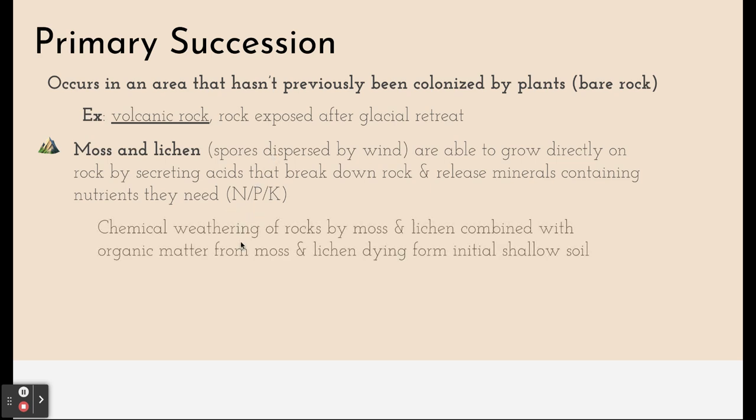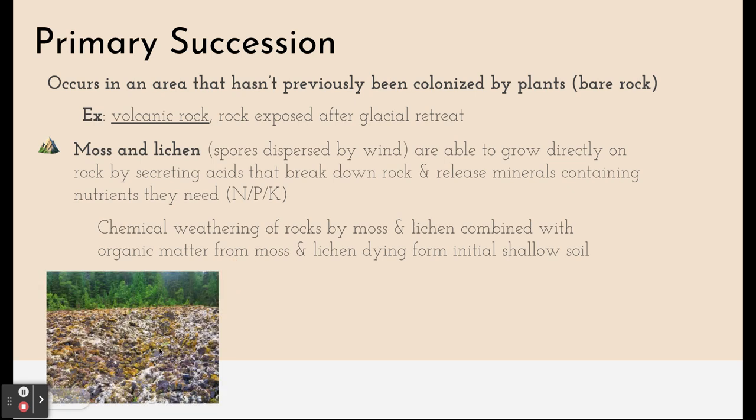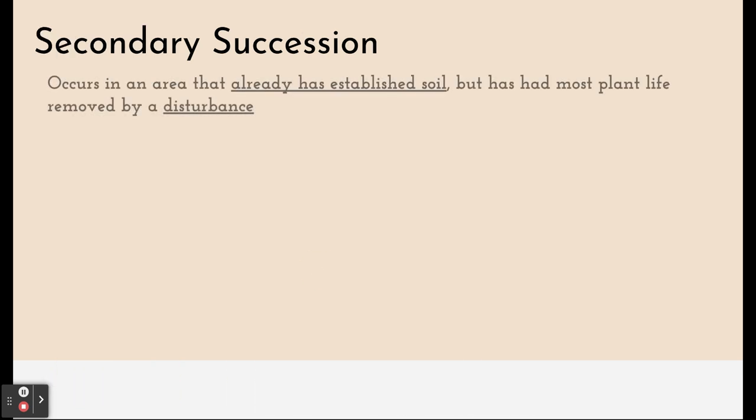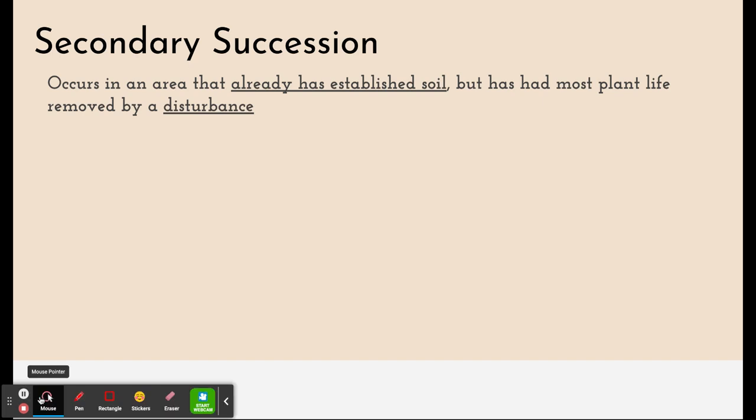Okay, so chemical weathering of rocks by both the moss and the lichen, combined with organic matter from the moss and lichen dying, will form that initial shallow soil. So there are some nutrients, but very shallow in the soil; they don't run very deep. That's why those initial pioneer species move in here.